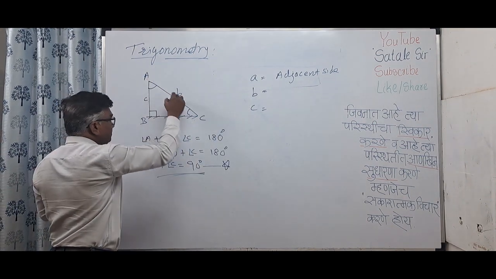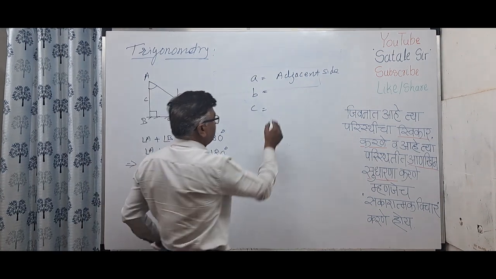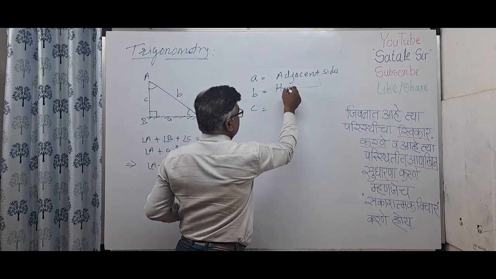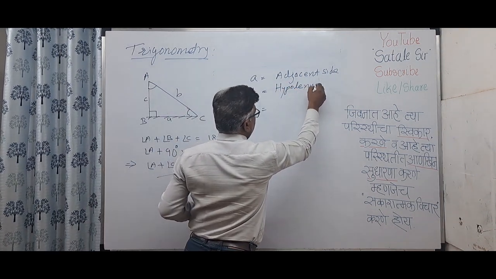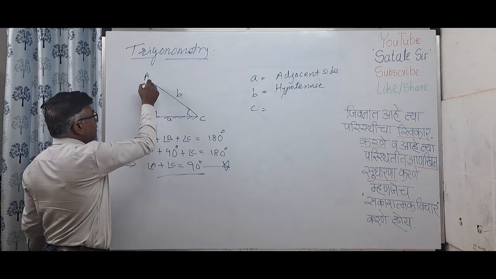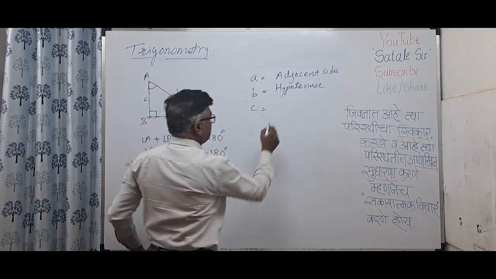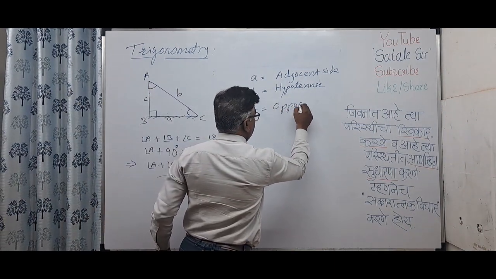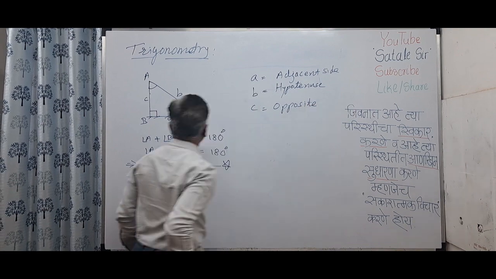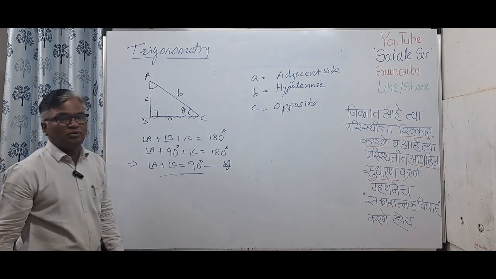This side B, which is inclined, is called the hypotenuse. And this side, the vertical side, is called the opposite side. And this angle will be called some angle theta.